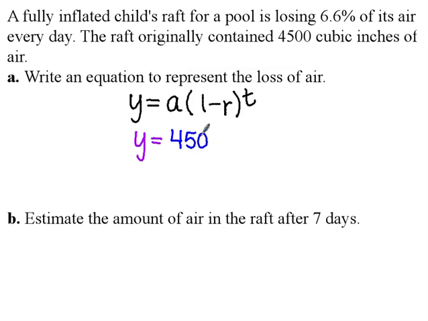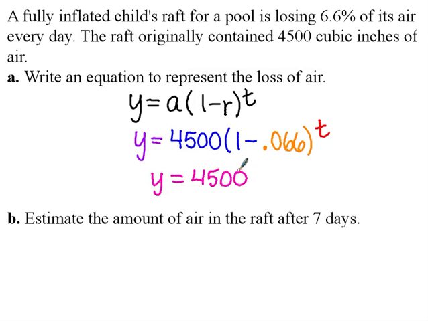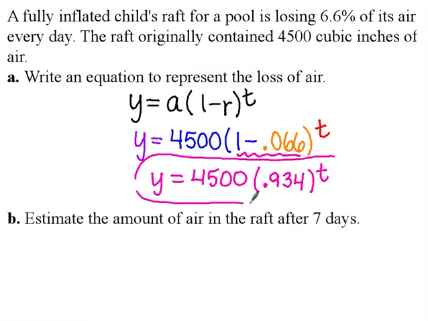4,500. That is our starting amount. What is R? Oops, forgot the 1. What is R? 0.066. What is T? T, that's right. So now, very first thing, we're going to rewrite this. So I've got 4,500. Now what I need to do is subtract. What is 1 minus 0.066? 0.934. So there's your first equation.